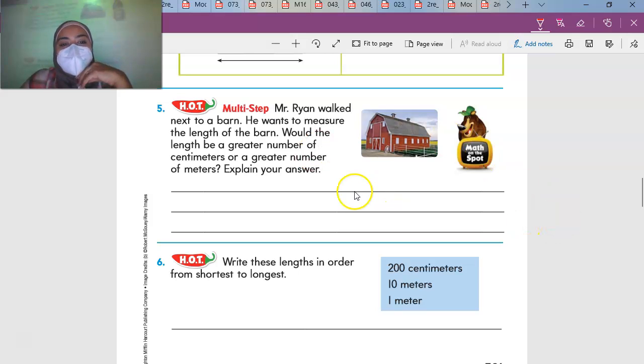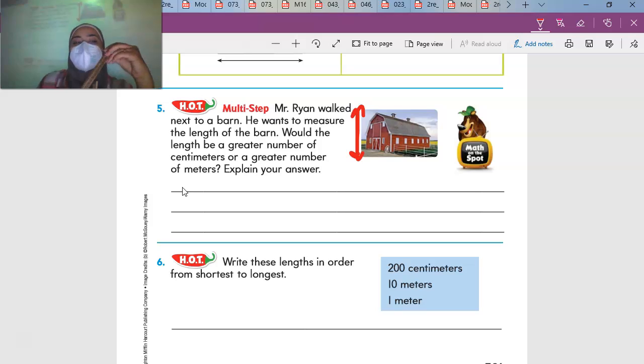Mr. Ryan walked next to a barn. He wants to measure the length of the barn. Would the length be a greater number of centimeters or a greater number of meters? If he's going to measure the length, that means from up and down of the barn, will he use meters or centimeters, class? Meters. He will use meters. A barn is huge, guys. You would use meters, not centimeters. Centimeters are small. That's going to take you forever. Can you imagine measuring the length of a barn with a ruler? No, you would use a meter stick.